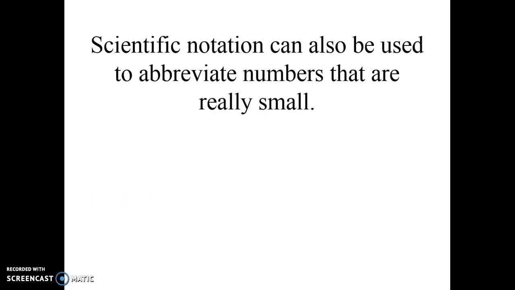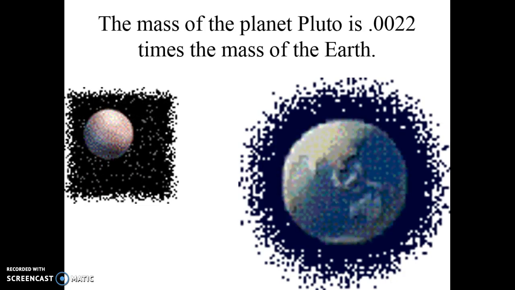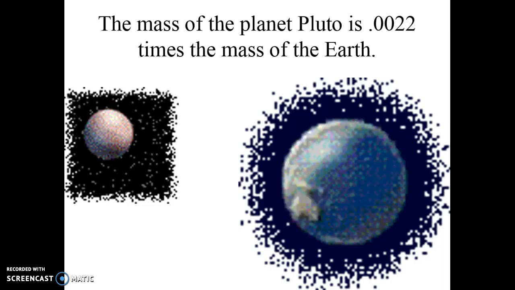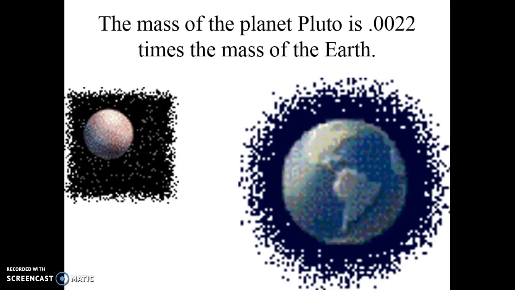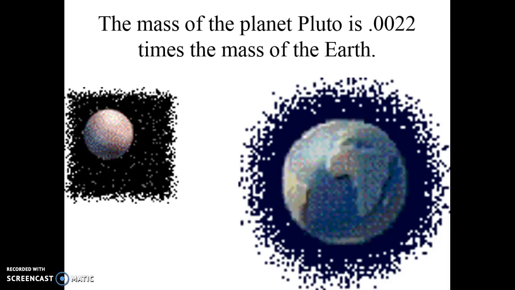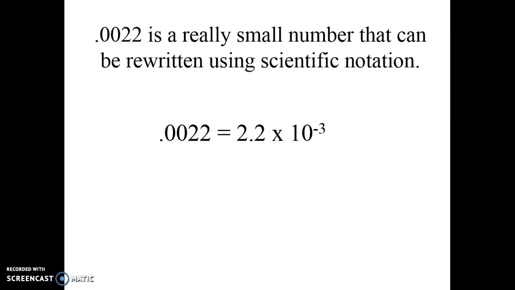Scientific notation can also be used to abbreviate numbers that are really small. So the mass of planet Pluto is 0.0022 times the mass of the Earth. Since this is a really small number and we don't want to write those zeros all the time, we can rewrite this number using scientific notation. So let's look at how this number was rewritten as scientific notation.